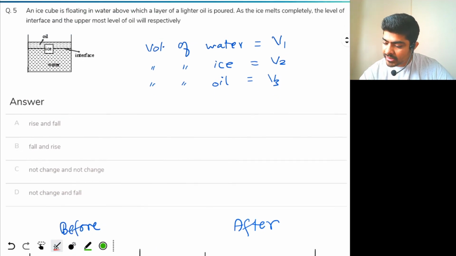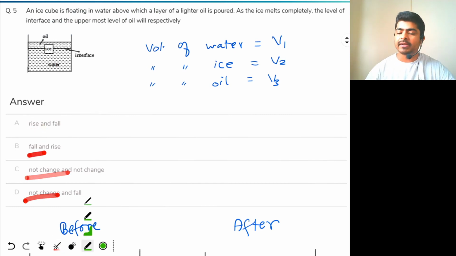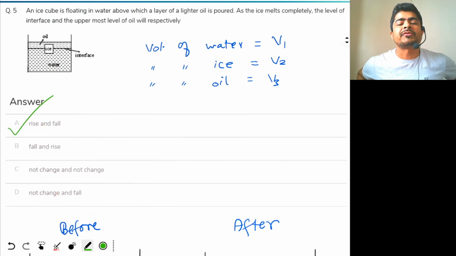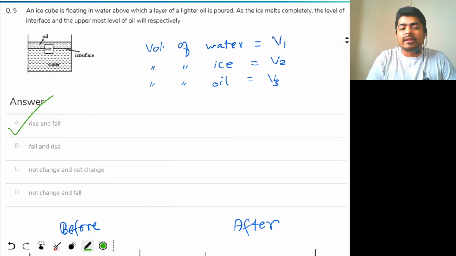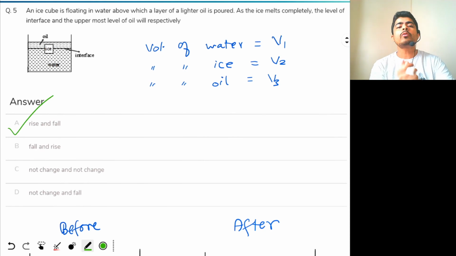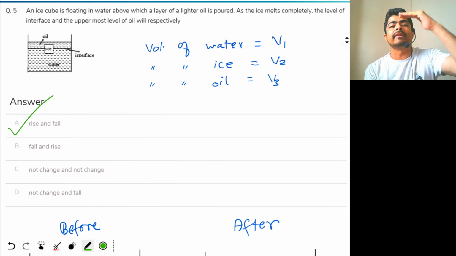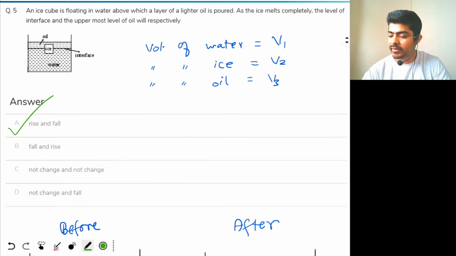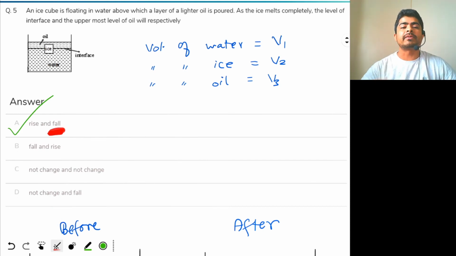There is only one option with the water level rising. This one. Not change, not change, not change, fall. So we get option A as the correct answer. We just needed to check the water level and we got the answer as option A. But the question arises, how do we check whether the oil level is rising or falling? Here we are getting the result as it falls, but how do we check it?